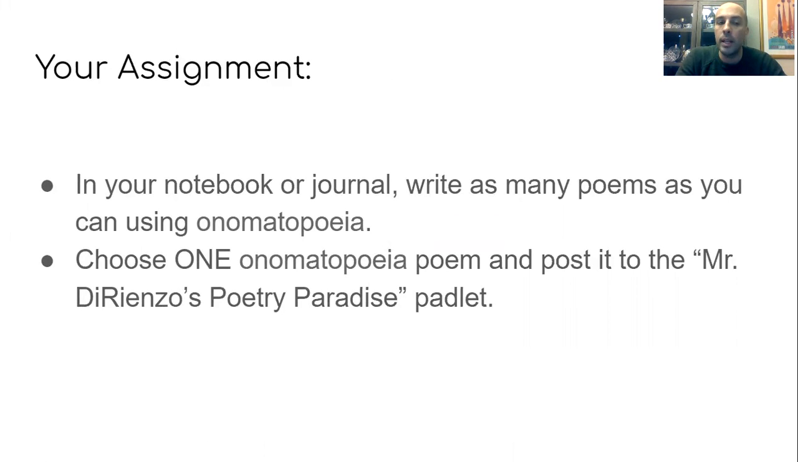So in your notebook today, what I want you to do is write as many poems as you can using the onomatopoeia technique. Don't just write one or two poems. I'm not going to give you a number. I want you to write as many as you can. Today's another day for long and strong poetry writing.